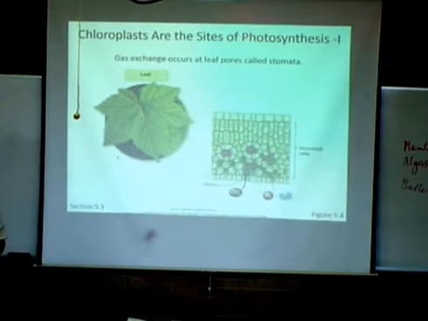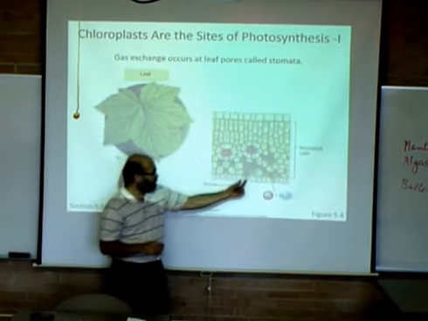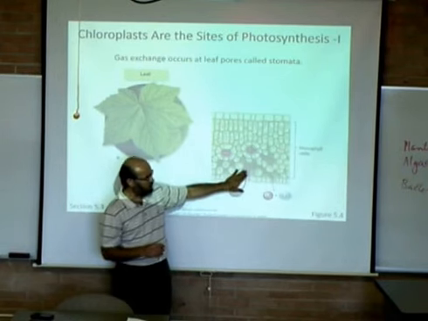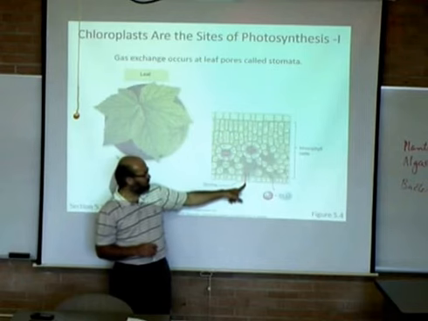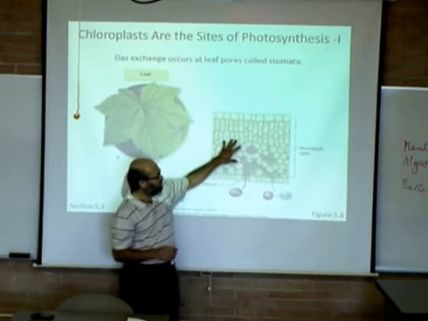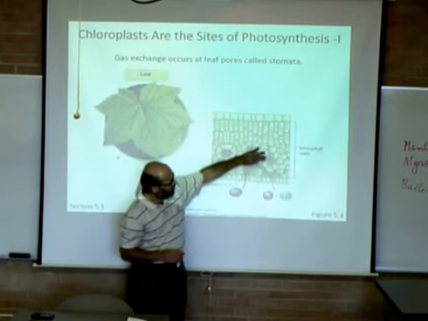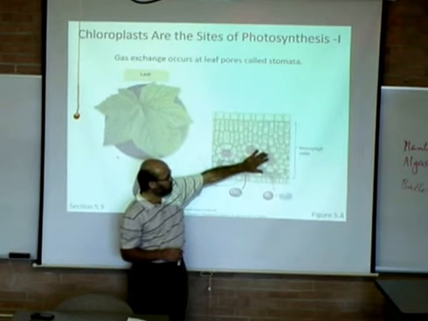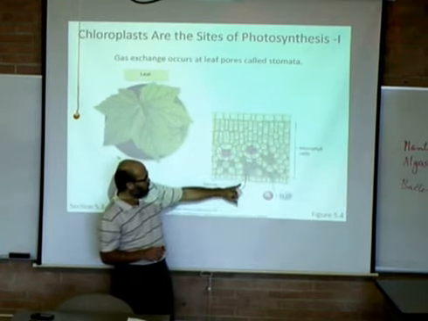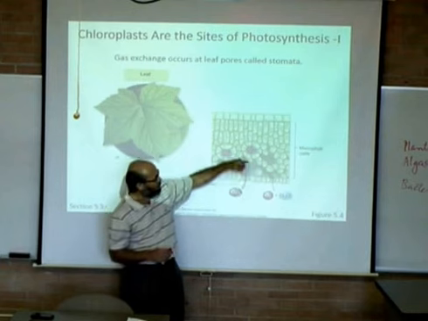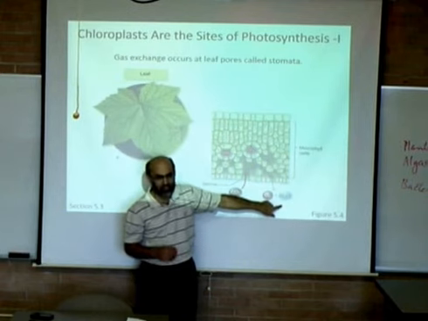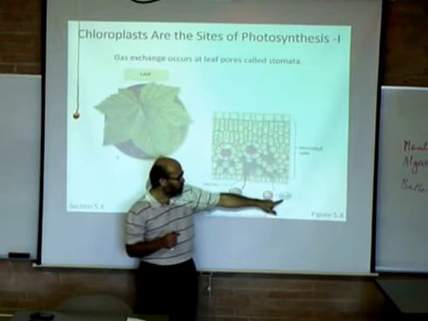These are tiny holes that are guarded by some cells, so these holes can open and close. Whenever there is a need for carbon dioxide gas inside, these holes open and carbon dioxide gas can go inside these leaves. Oxygen, which is a byproduct of photosynthesis produced here, can be released through the same stomata as well. So stomata allow carbon dioxide gas to go in. They allow these gases, and water is in the form of vapor, so it is in the form of a gas at that time.